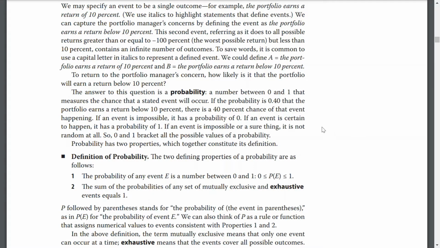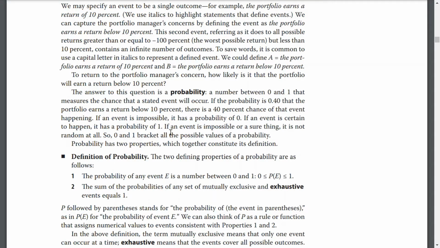The answer to this question is a probability, a number between 0 and 1 that measures the chance that a stated event will occur. If the probability is 0.4, or 40%, that a portfolio earns a return between 10% and below 10%, there is a 40% chance of that event happening. If that event is impossible, it has a probability of 0. If an event is certain to happen, it has a probability of 1.